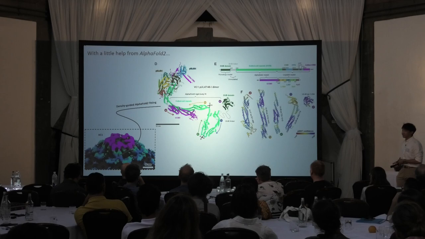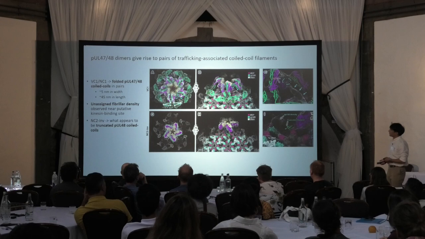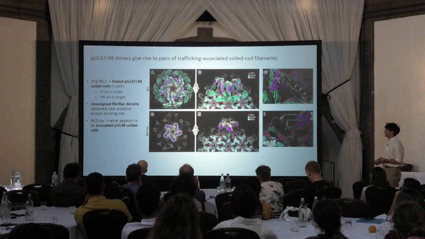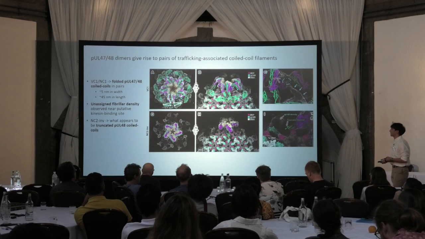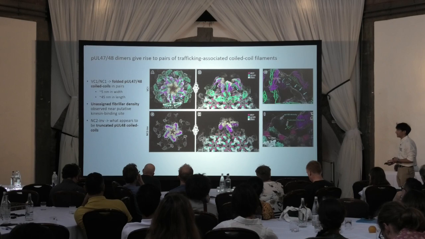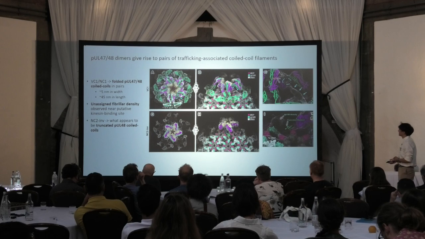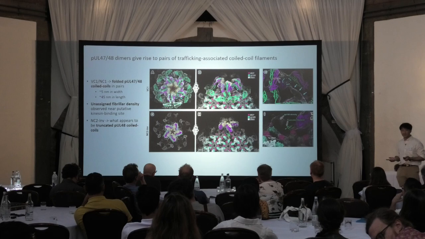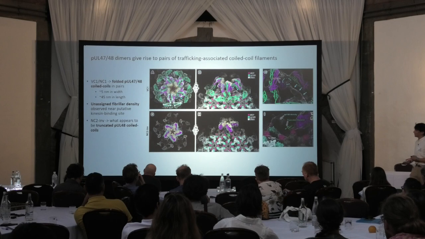And so in our VC1 and MC1 configurations, we end up having these tufts, which we call filaments now, I guess, that are approximately 5 nanometers in width and 45 nanometers in length. And again, these account for nearly the entire length of the PUL48 large tegument protein, and they sit on top of the capsid. Very interestingly, we also noticed this unassigned fibrillar density, which is in contact with our putative kinesin binding motif. We're not exactly sure what this is yet, but that's an area that we're actively investigating.